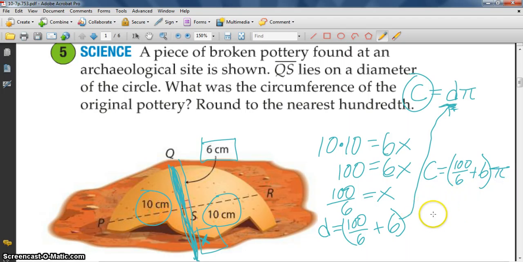So on the calculator, I'm ready to type in, parentheses, 100 divided by 6, plus 6, close parentheses, times pi. And from that, to the nearest hundredth, we should get 71.21 centimeters.